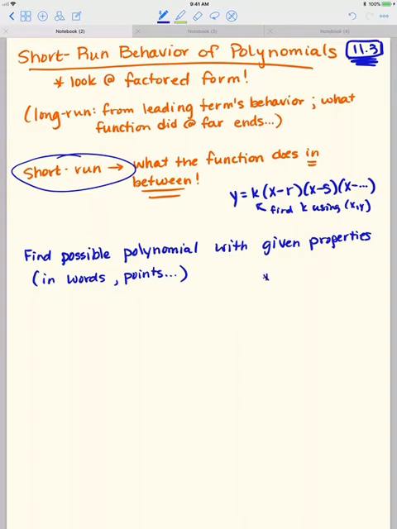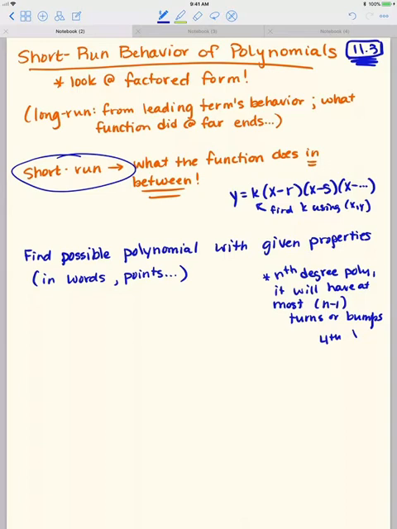The other thing to keep in mind is that if it's an nth degree polynomial, it will have at most n minus 1 turns or bumps. So for example, if it's a fourth degree that ends up or down, then at most it'll have 3 turns.